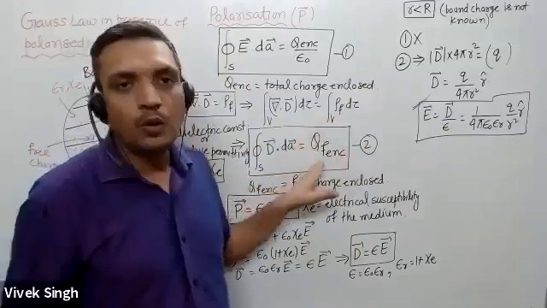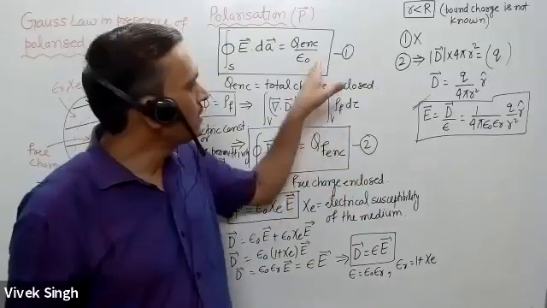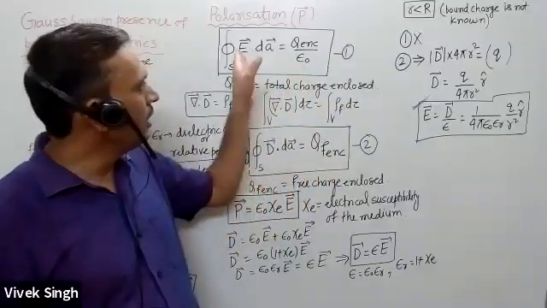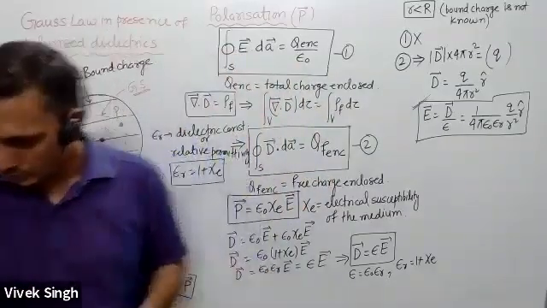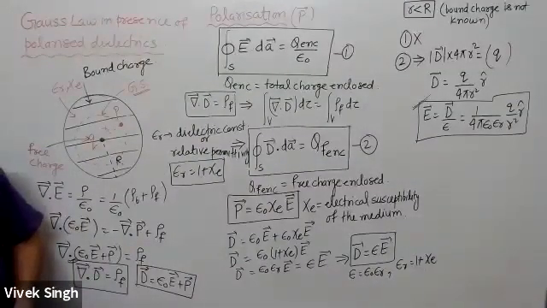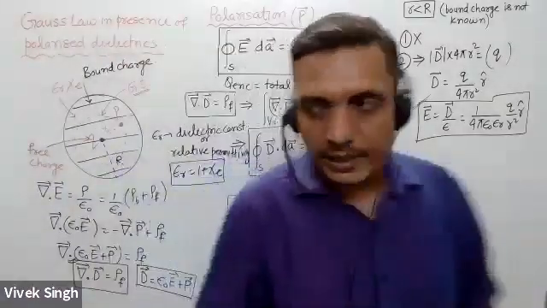In this case, only free charge is known. In this case, total charge is known. So that's why I have used different equation, here in terms of D, here in terms of E. ठीक है? Yes, sir. So now we have calculated.